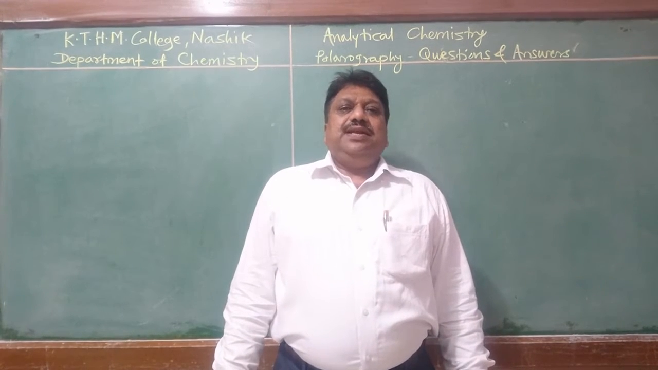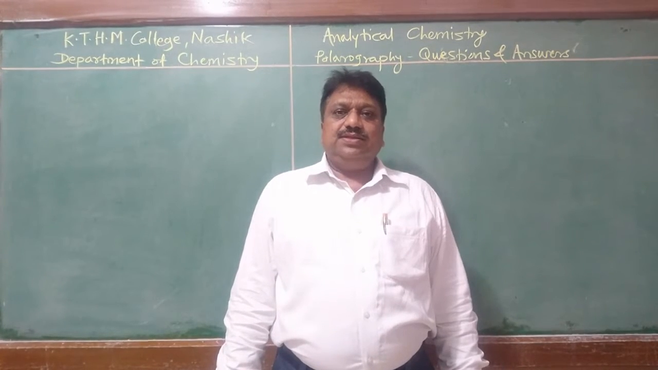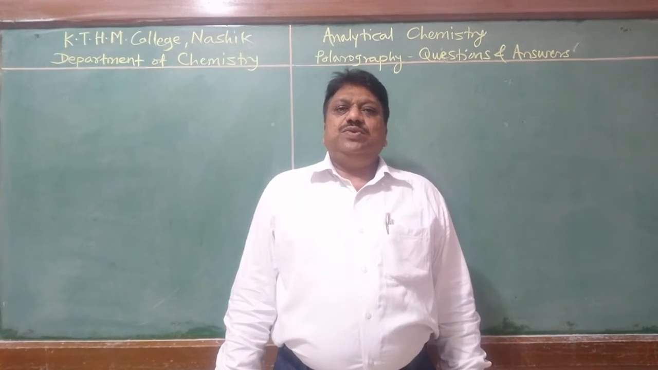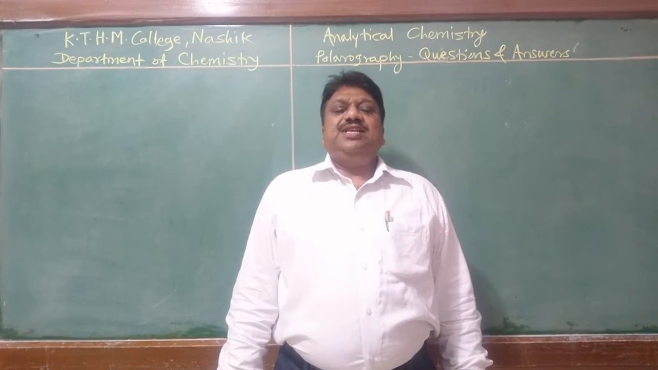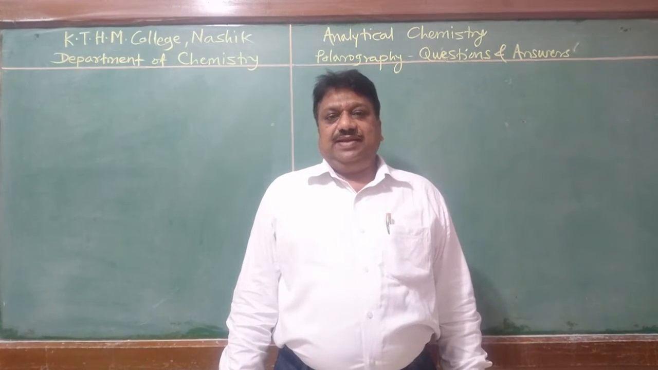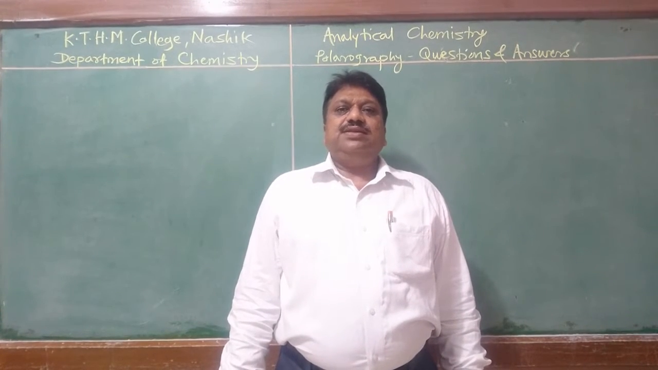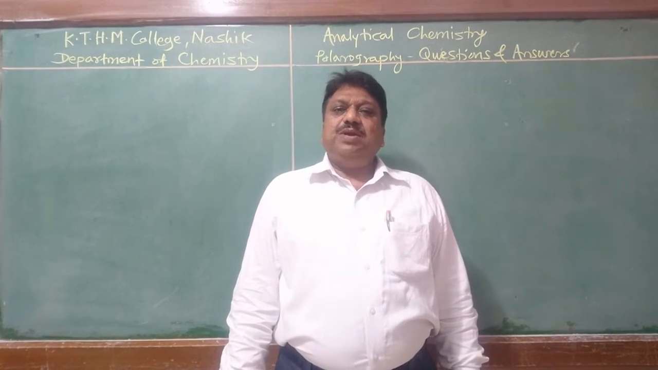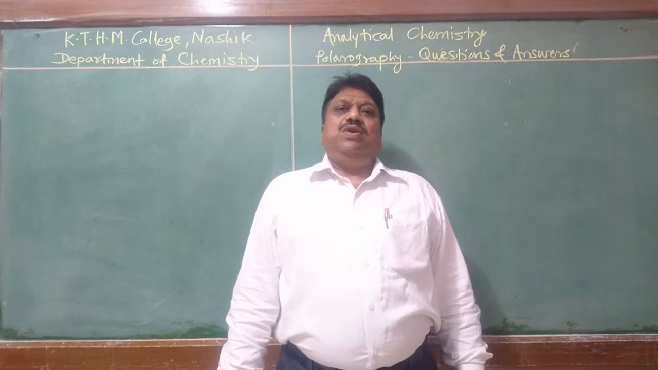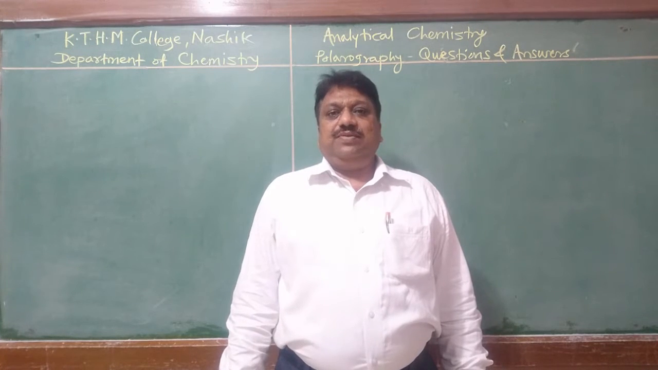Student, in the previous 10 lectures we discussed what is voltammetry, the principle of voltammetric analysis, and the electrode system employed in voltammetric analysis. In addition, we discussed what is polarography, the principle of polarographic analysis, and the electrode system employed in polarographic analysis. We also discussed the construction, working, advantages and disadvantages of the dropping mercury electrode, which is used as a working electrode in polarographic analysis. We also discussed the instrumentation and working of polarography.